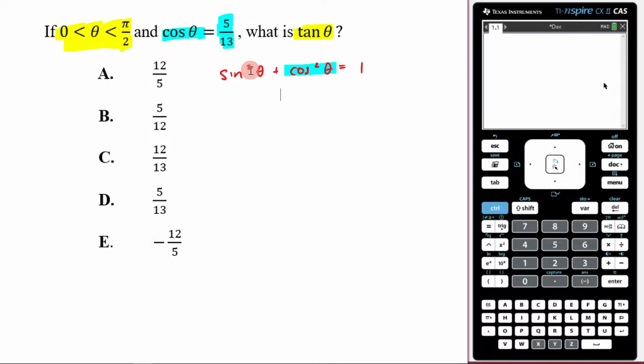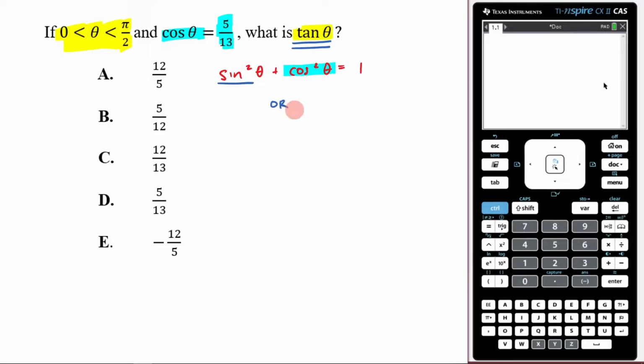Now, that's a perfectly legitimate way to do it. You could solve for sine and then go sine divided by cos is tan. That's one way to approach this question. But I think there's actually a quicker way to approach Pythagorean identity questions when they're asking you to find the tan value. And it also works if they're asking you to find the sine value as well. But I'm just going to show you now.